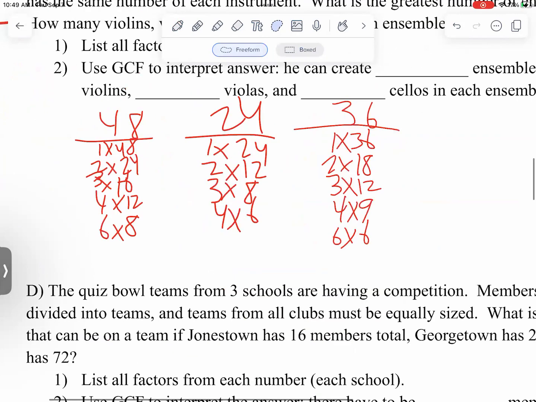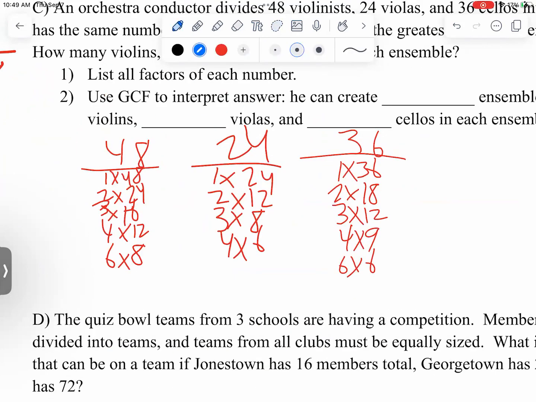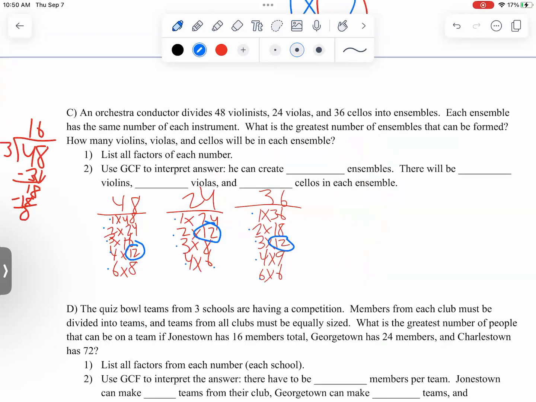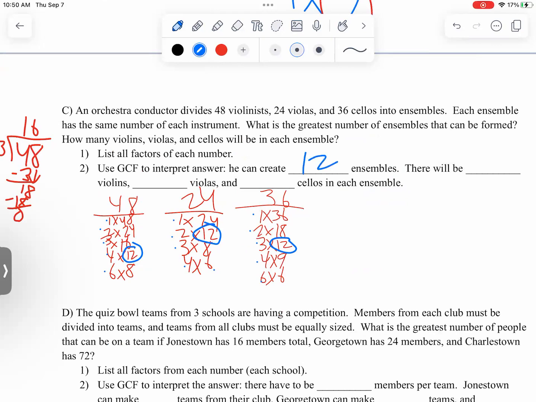All right, so let's see what's in both lists. I see a 1. I see a 2. I see a 3. That's not bad. But I also see a 4 and a 6. So all these are common factors, and all of those would work as groups. However, we're looking for the greatest common factor, not 8, but we have 12. So 12 is our magic number. He can create 12 ensembles.